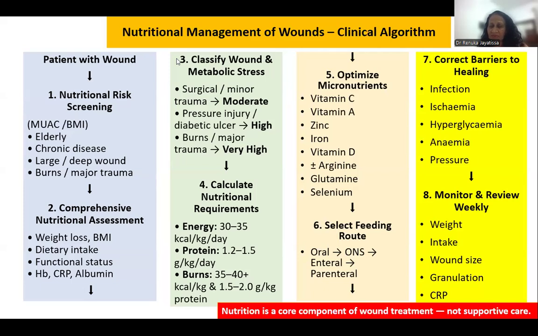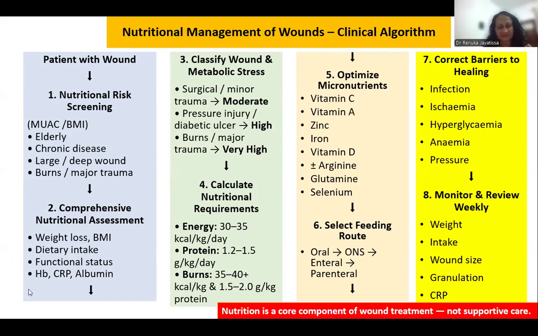Then the most important is monitoring and the weekly review. You have to look at the weight, the intake, the wound size, granulations, and CRP. These are the things you have to look at in the monitoring part. So this is like a one-page clinical algorithm for anyone to keep in mind. In that sense, nutrition is one of the core components of wound treatment; it is not only supportive care, it is a core component.